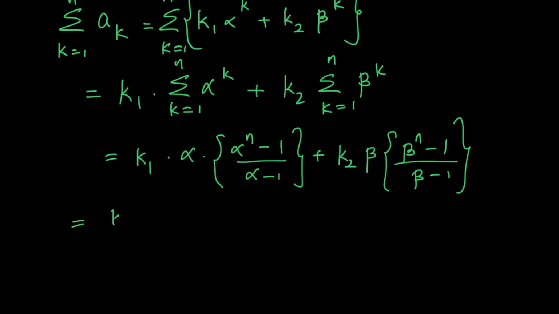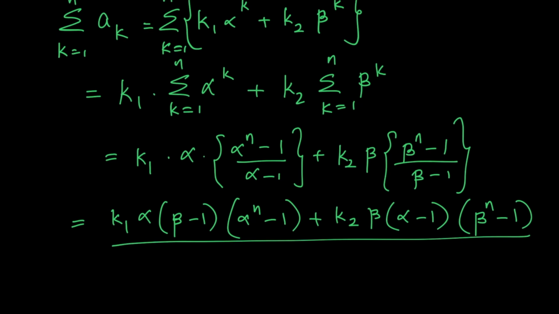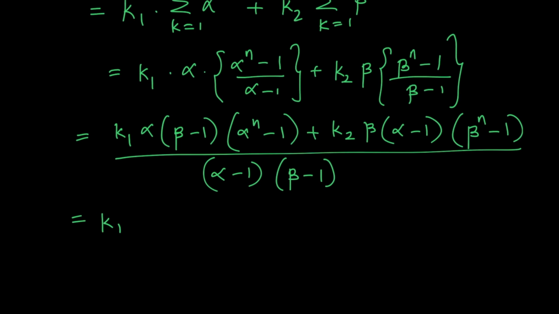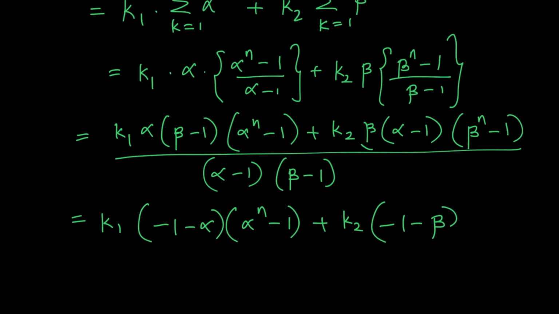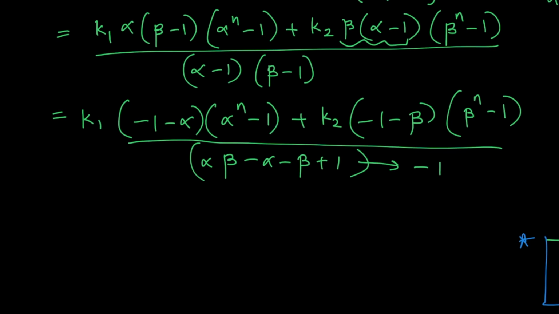So this can be simplified as k1 into alpha into beta minus 1 into alpha power n minus 1 plus k2 into beta into alpha minus 1 into beta power n minus 1 divided by alpha minus 1 into beta minus 1. Okay, now this is k1 into alpha beta, and alpha beta is minus 1, so it is minus 1 minus alpha into alpha power n minus 1 plus k2 into beta alpha is minus 1 minus beta into beta power n minus 1, and in the denominator we have alpha beta minus alpha minus beta plus 1. Now alpha beta is minus 1, so it gets cancelled with 1, and minus alpha minus beta is minus of alpha plus beta, which will be minus of 1. So this entire expression in the denominator is minus 1. So let's cancel the minus 1 from the numerator.